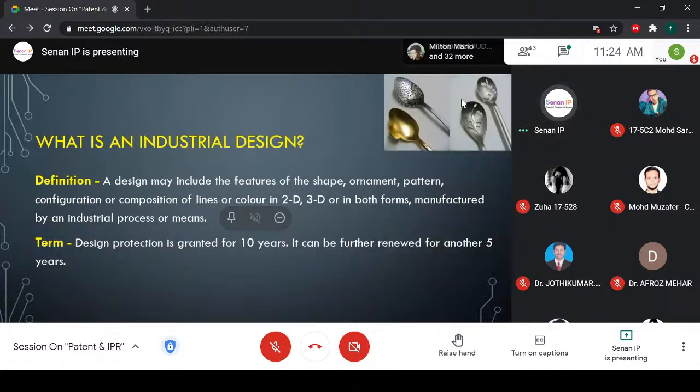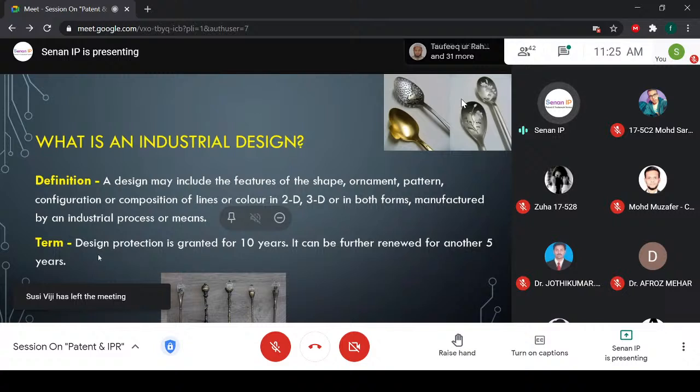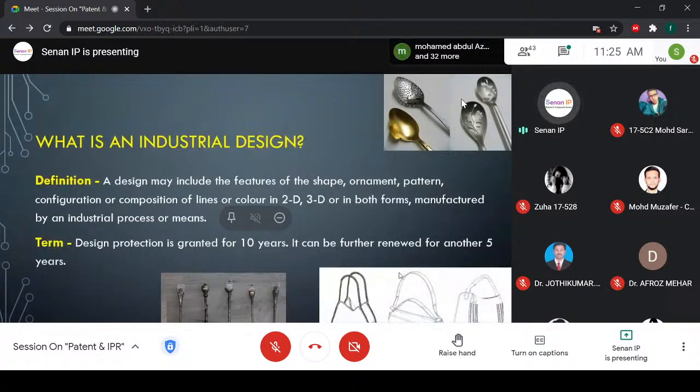So what is industrial design? You can see industrial design, like here the design of a spoon is given. You can file a design patent application for a particular shape or design of a particular product. Here you can see the design example of a spoon, and here you can see the design at the second end. Wherever the design is different or unique, you can file a design patent application for that product. We already discussed that the term of a design patent application is 10 years, and we can also renew the design application for another five years. So this is also an example of a design patent application. We can file a design application for this type of product.